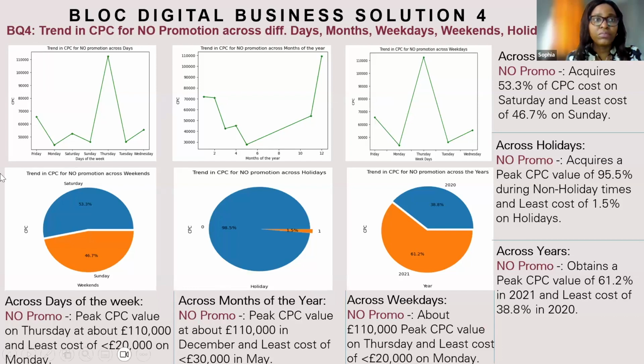Okay, so for the fourth business question, we were actually told to get the trend in CPC where there was no promotion across different days, months, weekdays, weekends, holiday, and year. So this is another analysis whereby I use the line chart and the pie charts as well. This way you're able to ascertain the trend in CPC when there is no promotion.